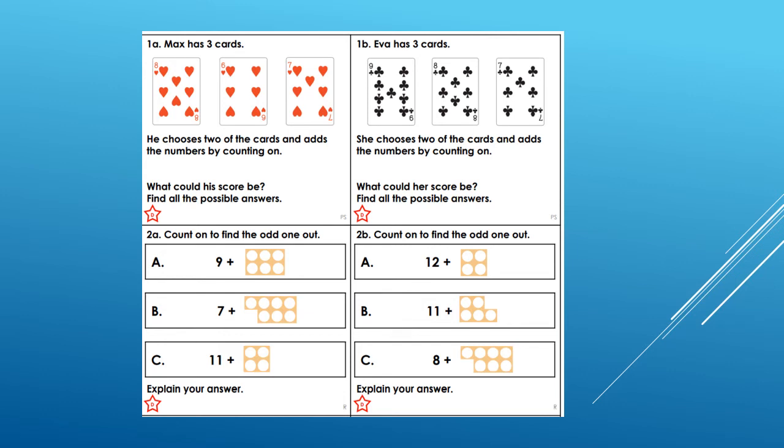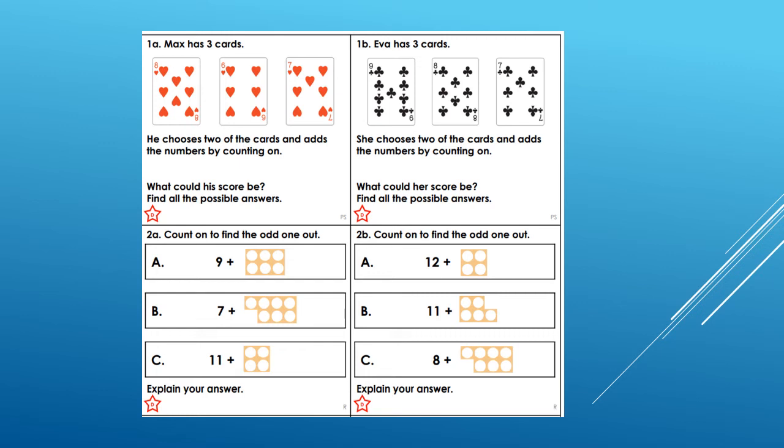Let's have a go together. I'm going to pick 8 and 7. 8 goes in my head, and now I need to count on 7. So 8 in my head, 9, 10, 11, 12, 13, 14, 15. Well, I know one of the possible answers could be 15.